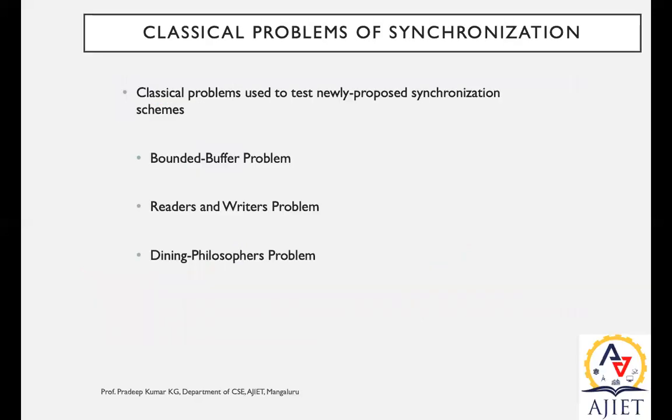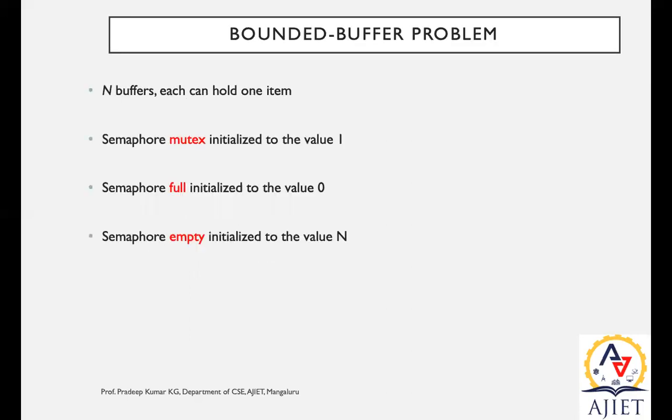Now coming to the classical problems of synchronization. These are the various kinds of problems that may happen during process synchronization, and they are used to test newly proposed synchronization schemes. We have the bounded buffer problem, the readers and writers problem, and the dining philosophers problem. So there are three major classical problems. We'll see them one by one. Bounded buffer problem. Any clarification so far?